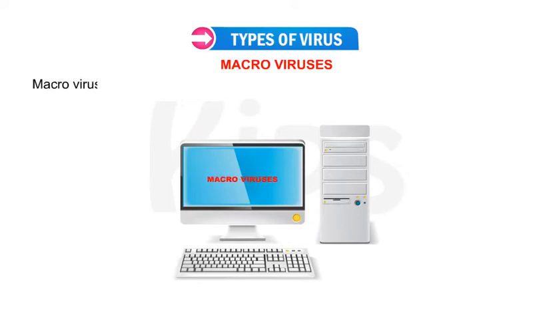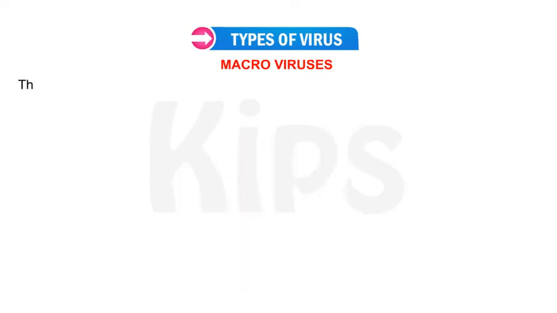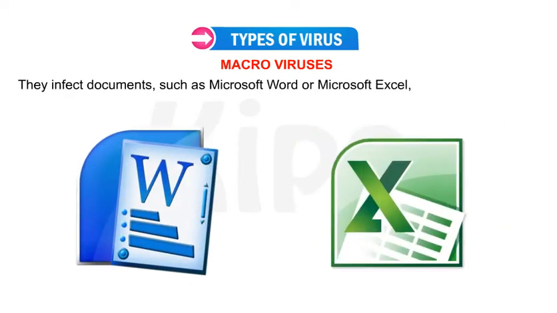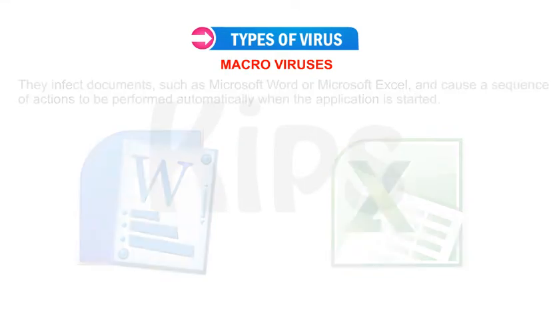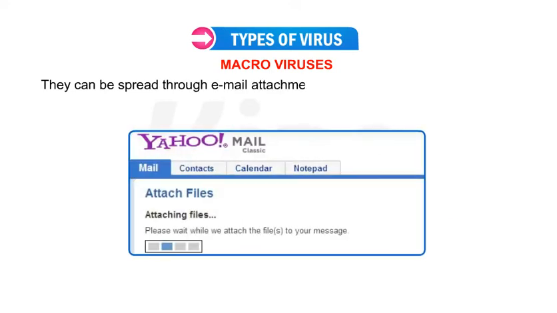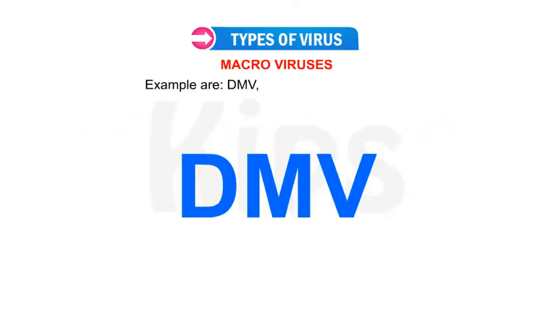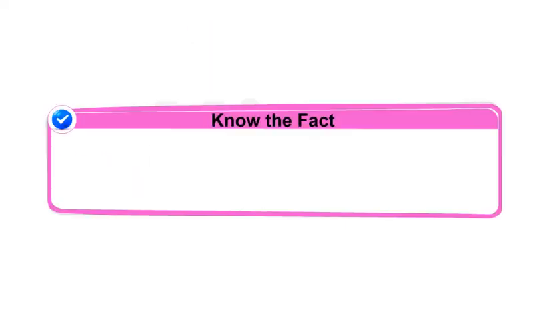Macro viruses. Macro viruses use another application's macro programming language to distribute themselves. They infect documents such as Microsoft Word or Microsoft Excel and cause a sequence of actions to be performed automatically when the application is started. They can be spread through email attachments, disks, networks, modems, and the Internet. Examples are DMV, Melissa, Word Concept.